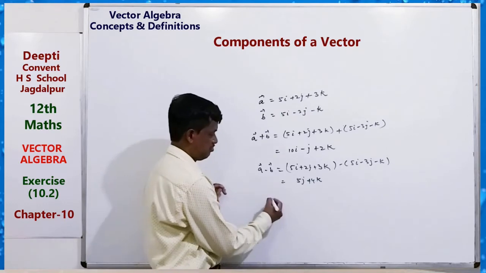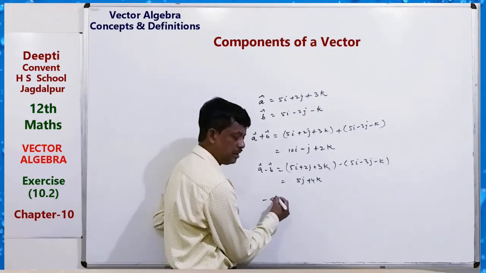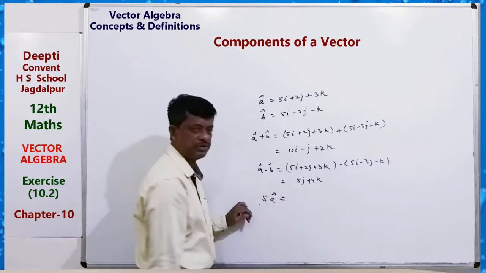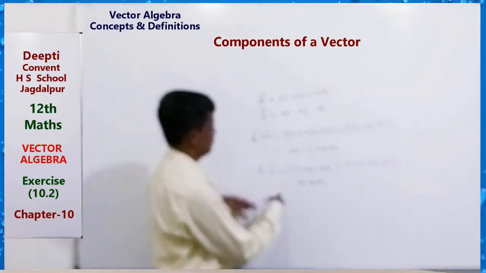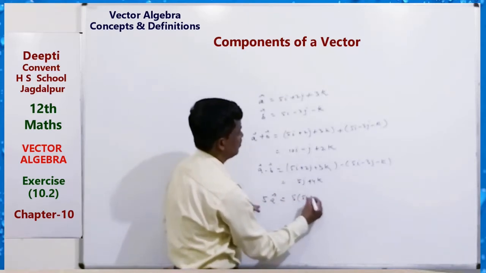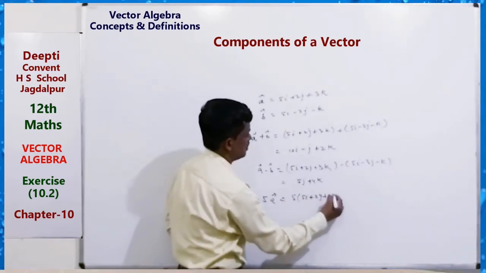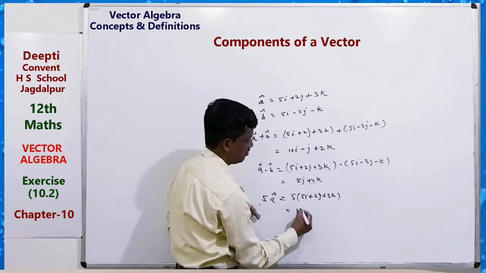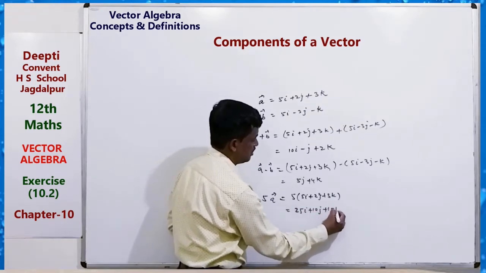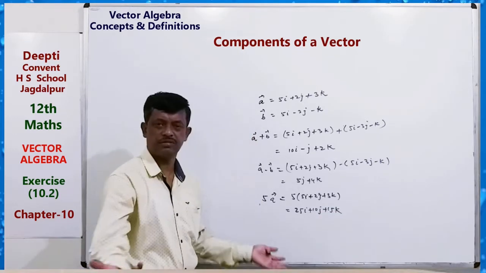And 5a, vector 5a means what? Just multiply vector a by 5. 5 times (5i plus 2j plus 3k). This is a simple technique: 25i plus 10j plus 15k. The simple addition and subtraction you can do.